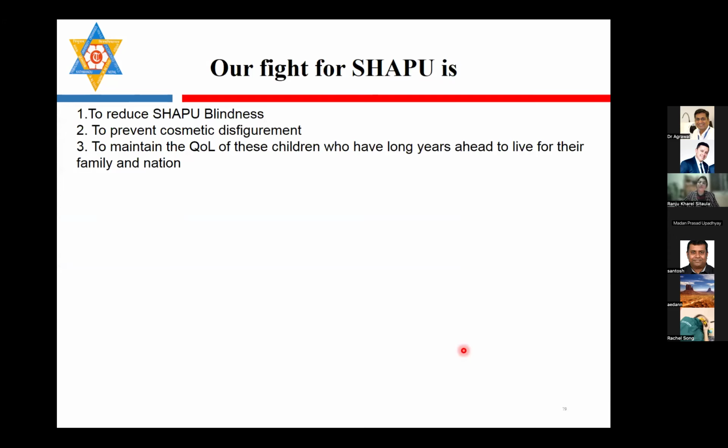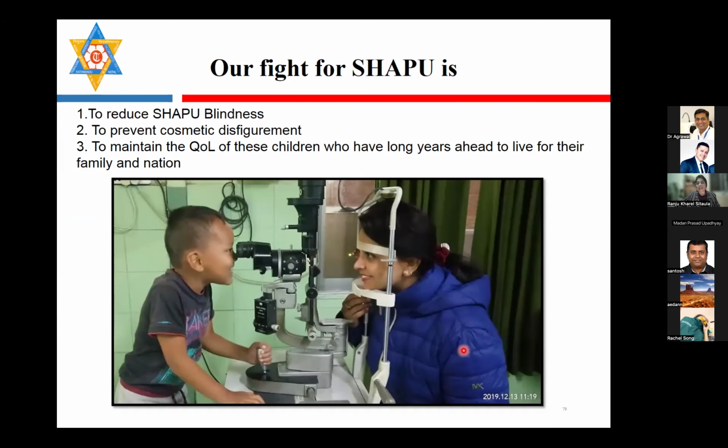Our fight is against SHAPU, to reduce SHAPU blindness, prevent the cosmetic disfigurement, and maintain the quality of life of these children who have long years to live ahead for their family and their nation. So I end with this picture.